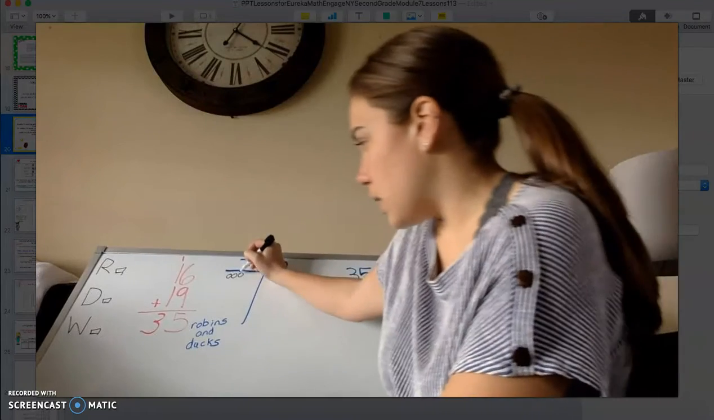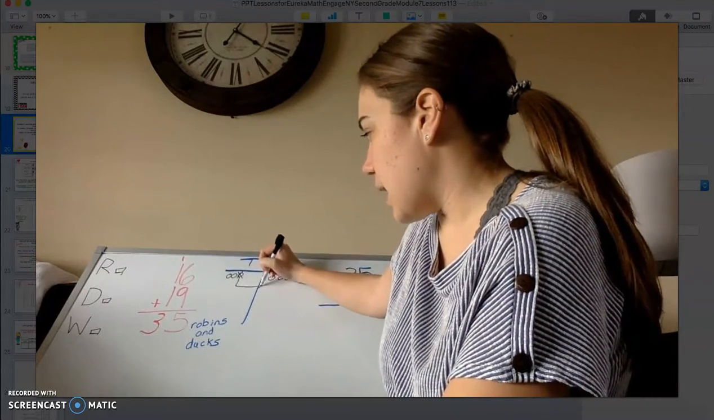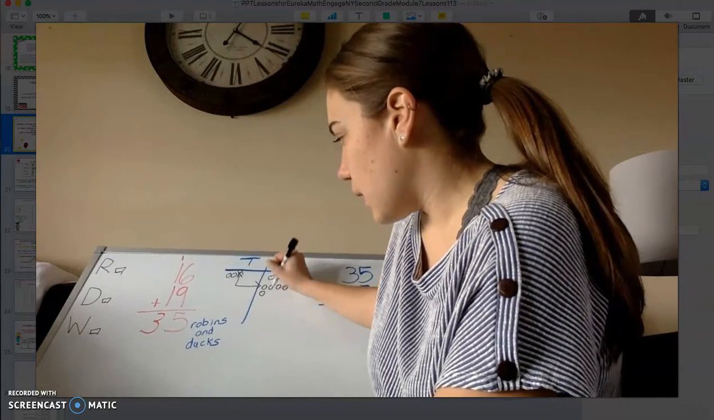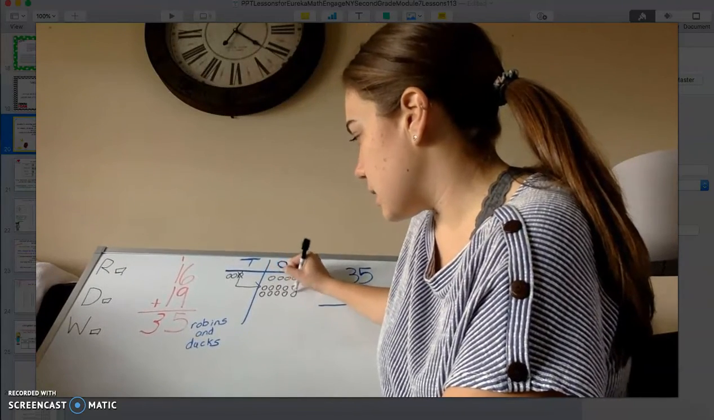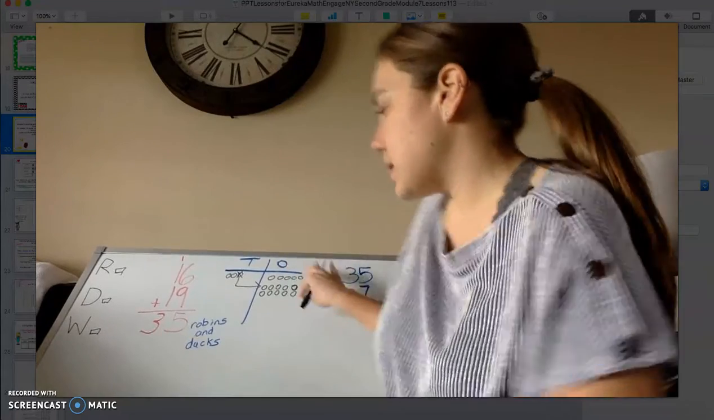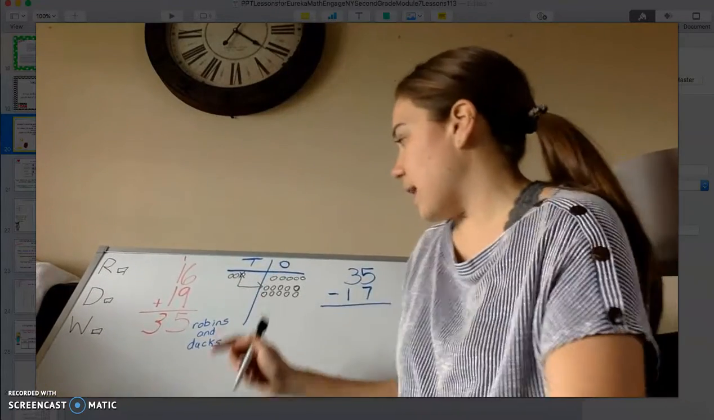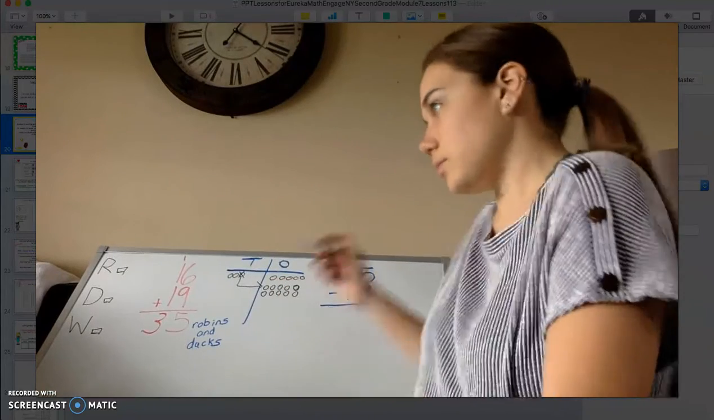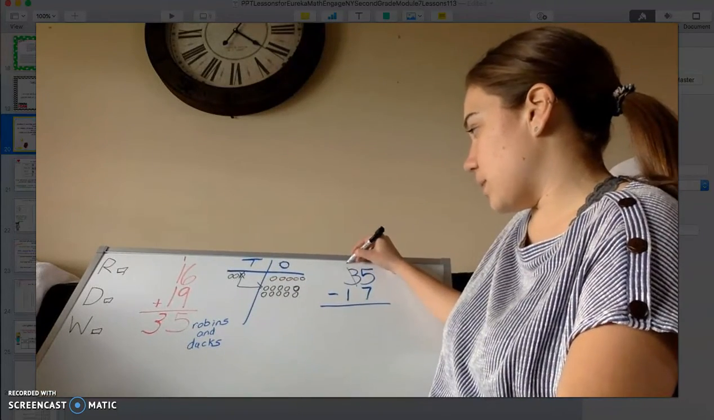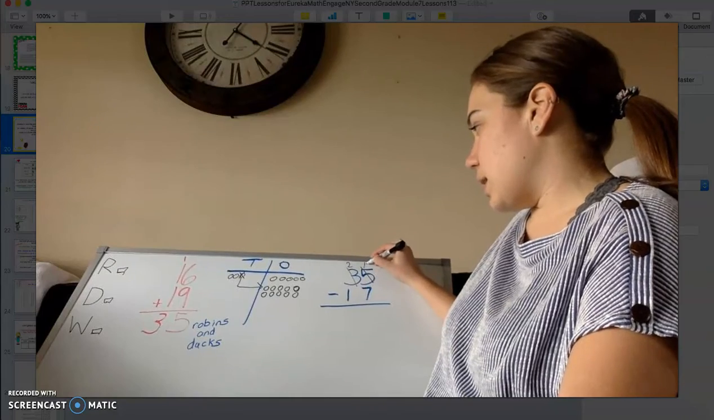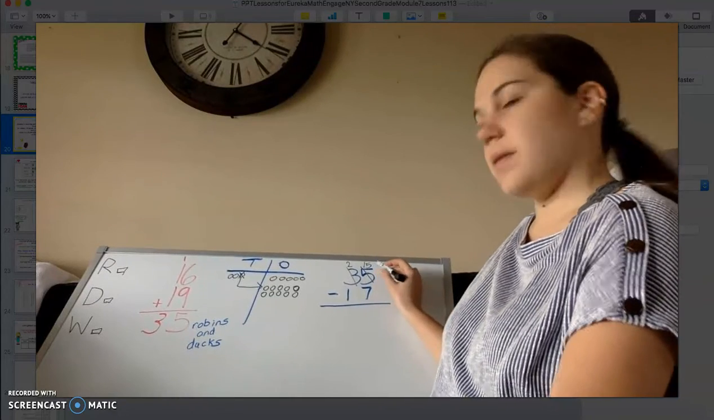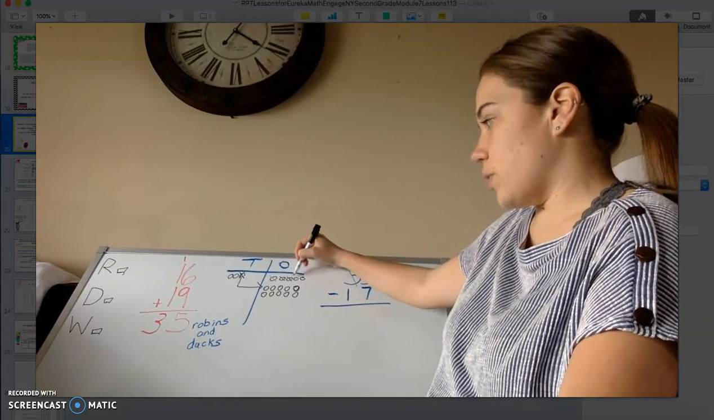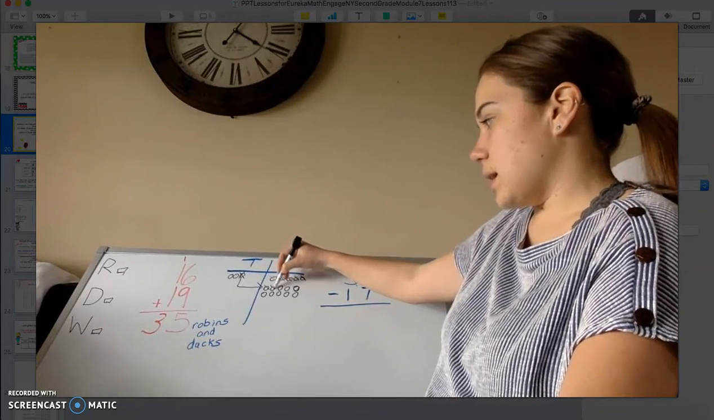So we need to trade in 1 ten for 10 ones. 1, 2, 3, 4, 5, 6, 7, 8, 9, 10. So now we have 10 ones plus our 5 that were already there. So how many ones do we have all together now? Good, 15. So we took 1 from our tens column and traded in for 10 ones, and we got 15. So now we can do 15 minus 7. Ready? 1, 2, 3, 4, 5, 6, 7.